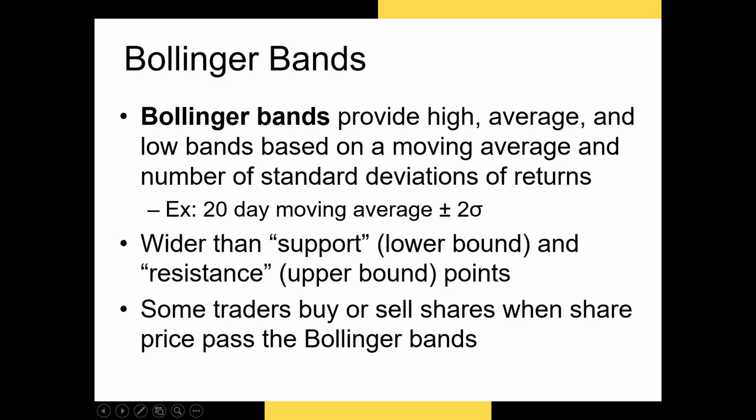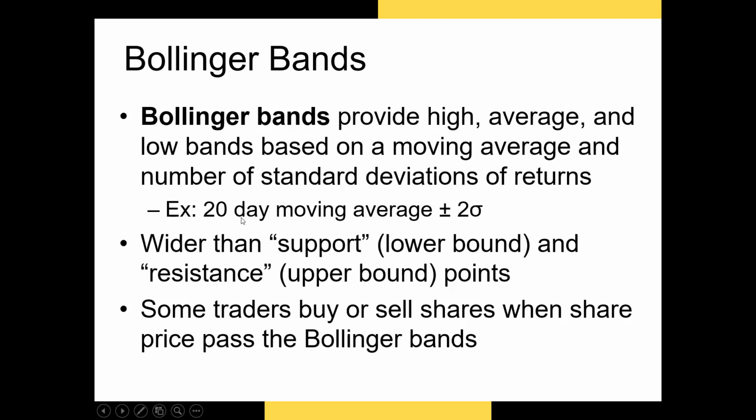Next, we have something that is also widely used called the Bollinger Bands. The Bollinger Bands provide us the high, average, and low on a moving average, and they give us essentially a confidence interval of the stock's expected returns, we might say, or price. What the Bollinger Bands are going to do is give us the moving average, and then they're also going to calculate that moving average plus or minus a certain number of standard deviations away from that particular moving average.